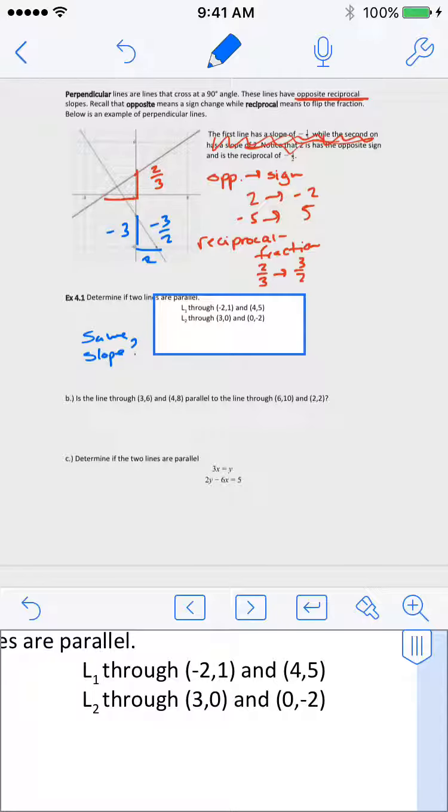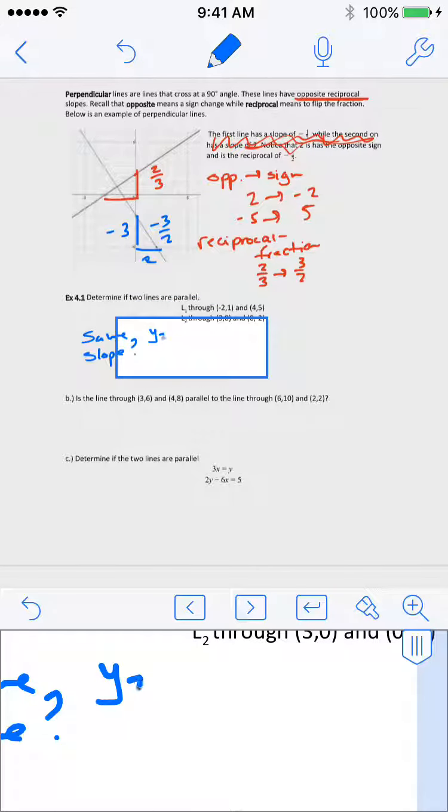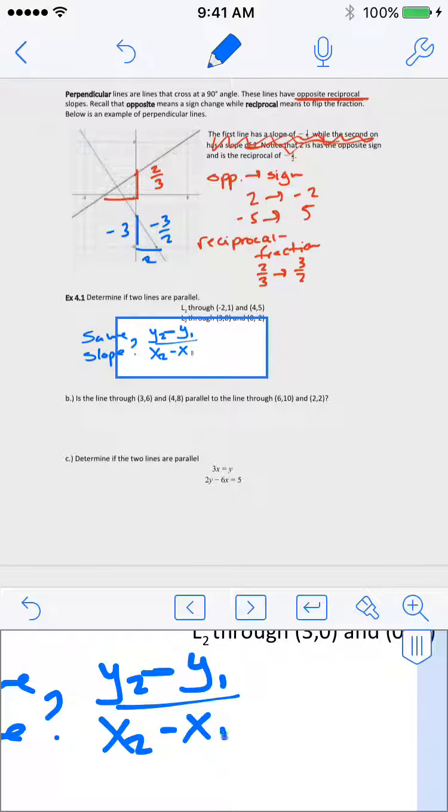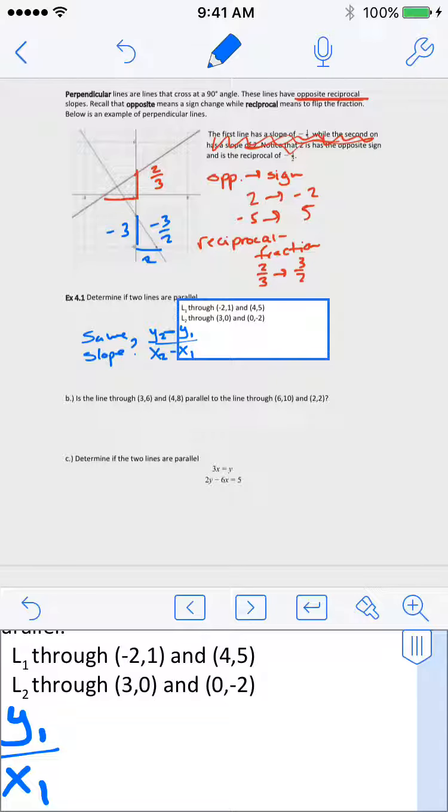Alrighty, I hope you guys said the slope formula, right? I hope you guys paused the video and talked about that. But yes, you're right, the slope formula: y2 minus y1 over x2 minus x1. Remember I said commit that to memory as fast as possible, so make sure you do that. Let's go ahead and do that.